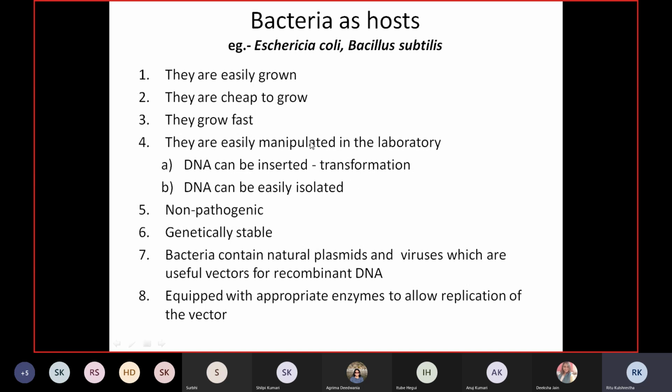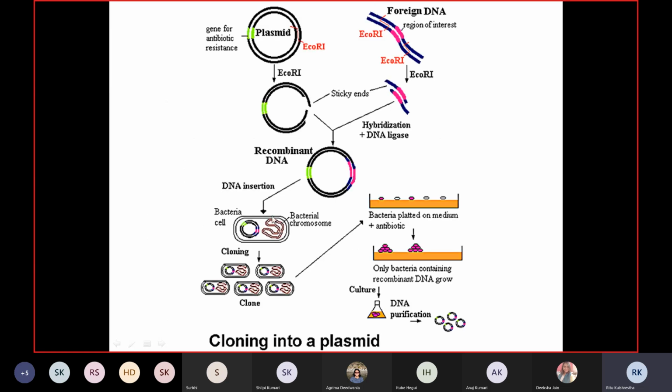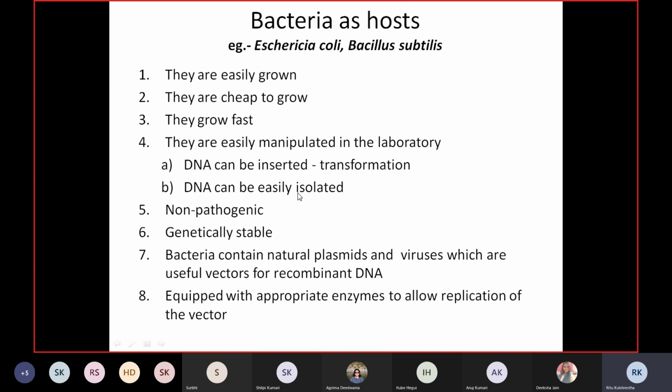Then they are easily manipulated. You might have seen that in this case, we have to find a strategy in which bacteria takes up the foreign DNA. So in case of E. coli and other bacteria, these techniques are very well standardized. I'm sure that in your molecular biology practicals, you've already done transformation and you can understand how easy it is to perform transformation. So these things also become very important.